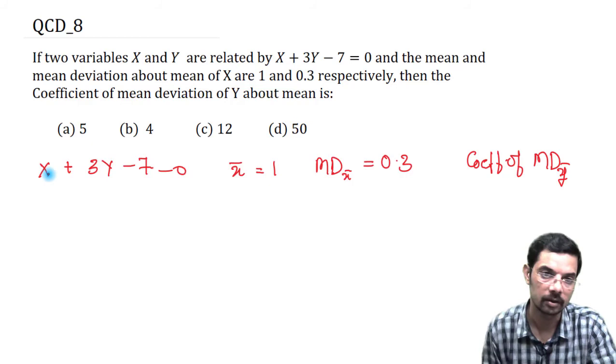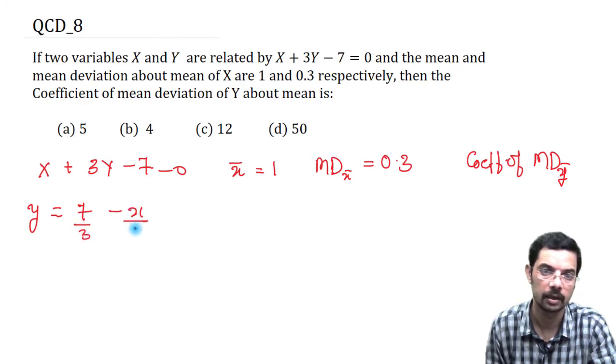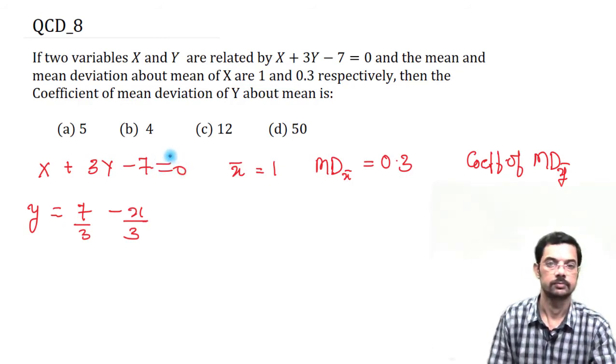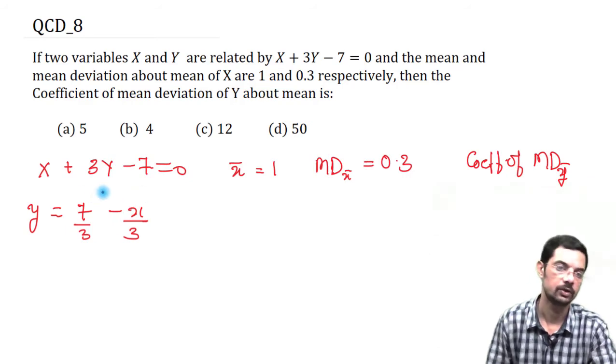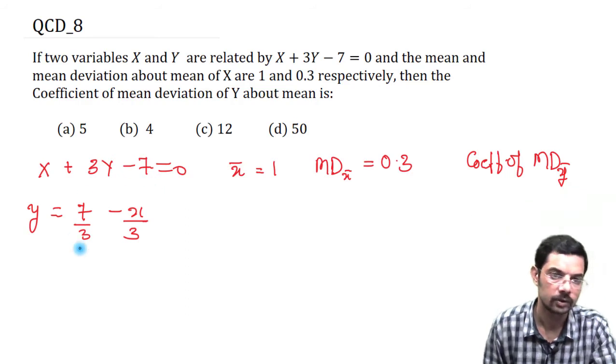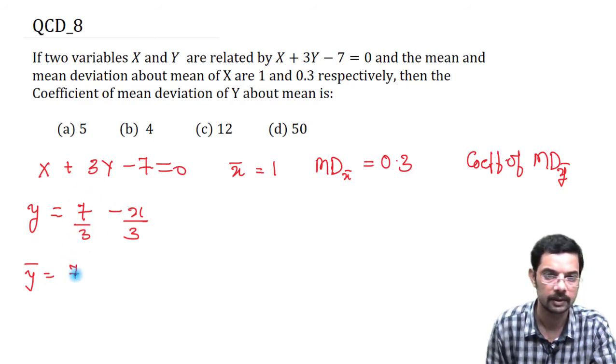Okay, so first thing, let us convert this thing into y form. y will be equal to (7 minus x) divided by 3. This is the relation given to us. So we have y is equal to 7 by 3 minus x by 3. So here a is equal to 7 by 3 and b is equal to minus 1 by 3. So what is y bar? y bar is equal to 7 by 3 minus x bar by 3.